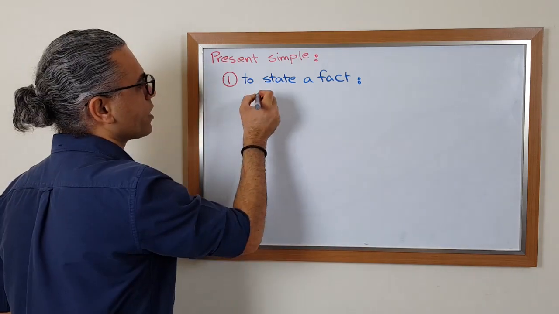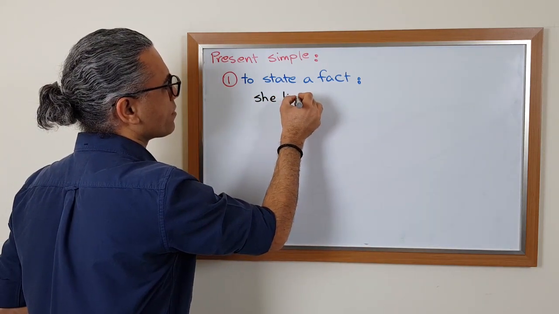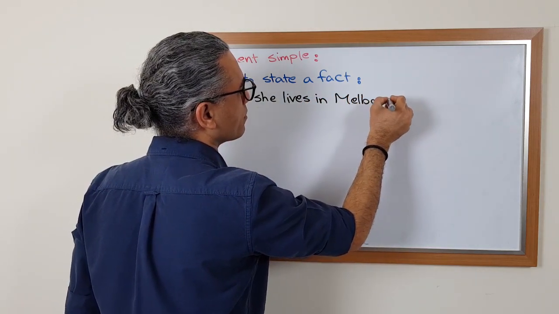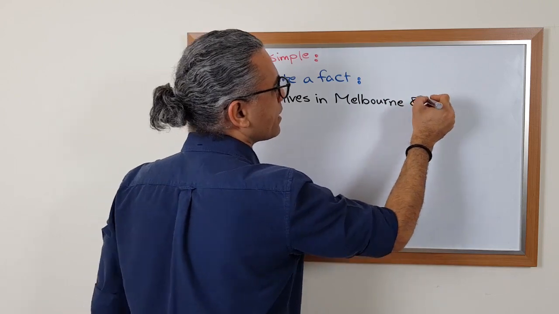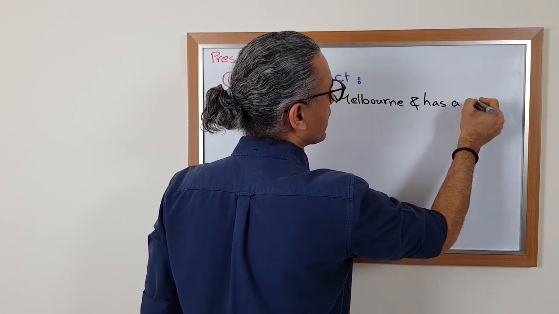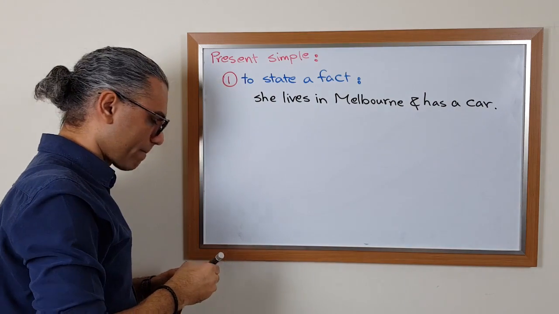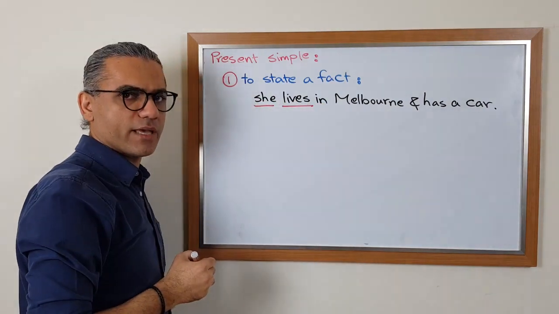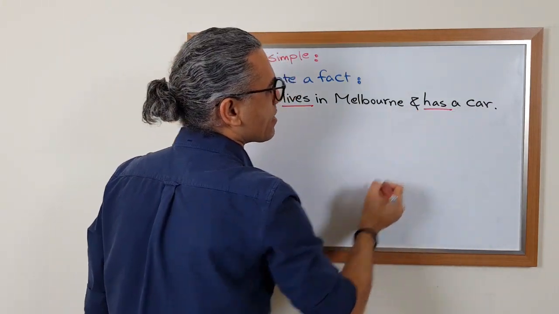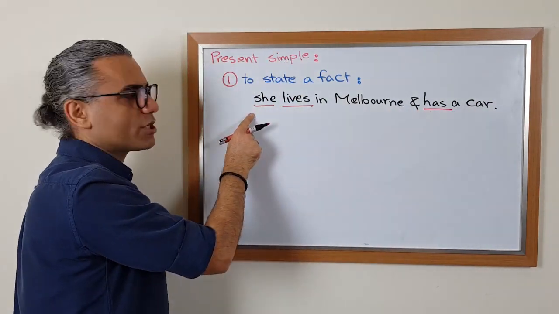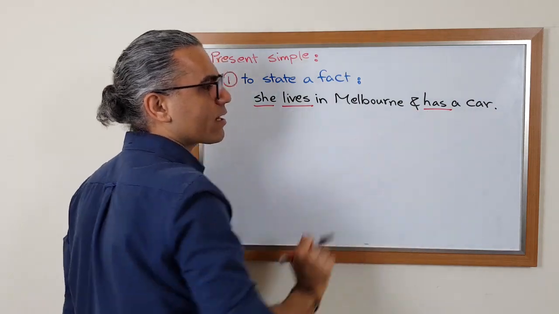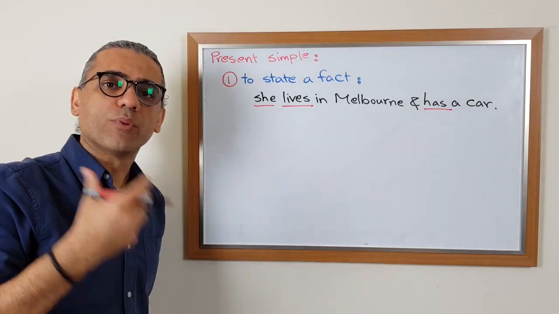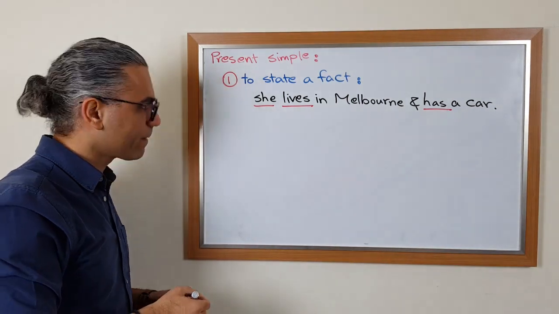Example: she lives in Melbourne and has a car. Again, she is your subject, lives the main verb, has, again, we are using the same subject here. She lives in Melbourne and has a car. We have two sentences in here, both in present simple, and both are describing a fact.